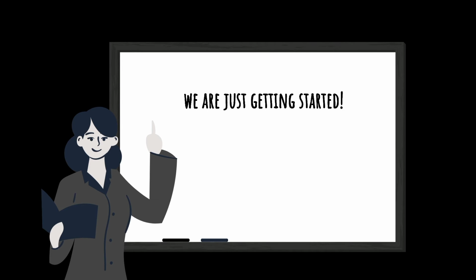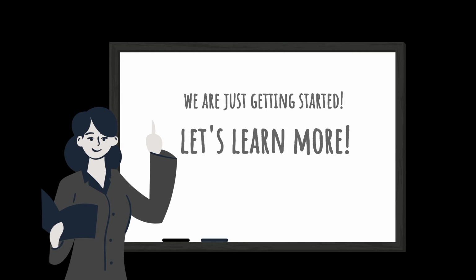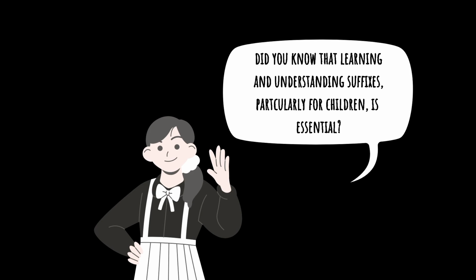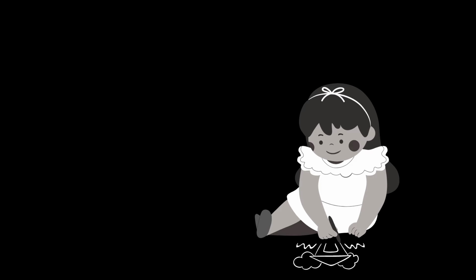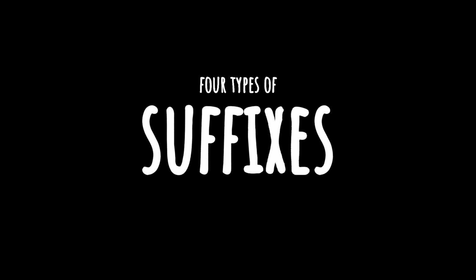Everyone, we are just starting. Let's learn more. Did you know that learning and understanding suffixes, particularly for children, is essential because it is part of learning English grammar and broadens their comprehension skills? It is important to begin learning suffixes at a young age, as using suffixes will undoubtedly increase their vocabulary. Let's all talk about the 4 types of suffixes. The first type is noun.